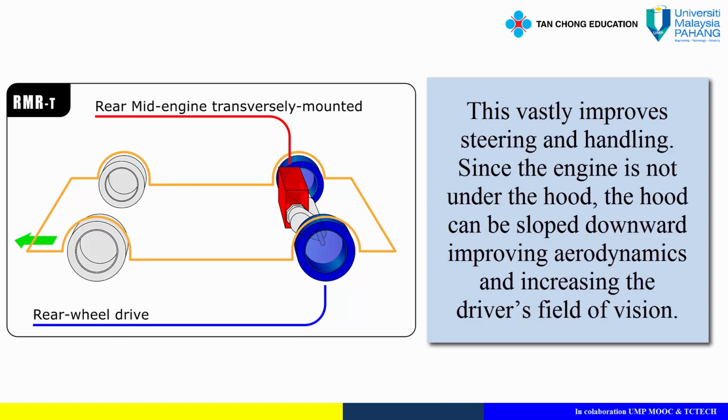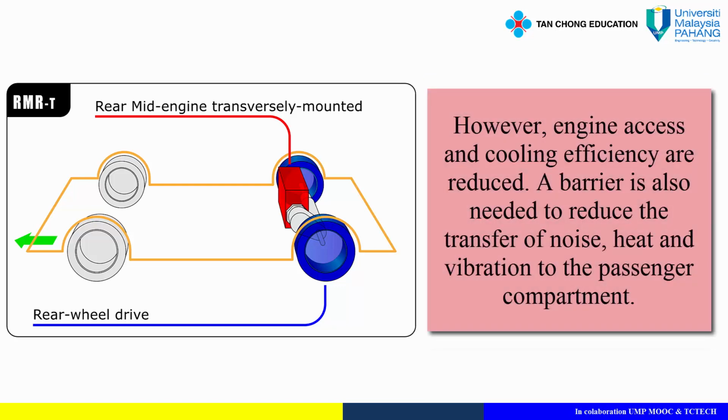Since the engine is not under the hood, the hood can be sloped downward, improving aerodynamics and increasing the driver's field of vision. However, engine access and cooling efficiency are reduced. A barrier is also needed to reduce the transfer of noise, heat, and vibration to the passenger compartment.